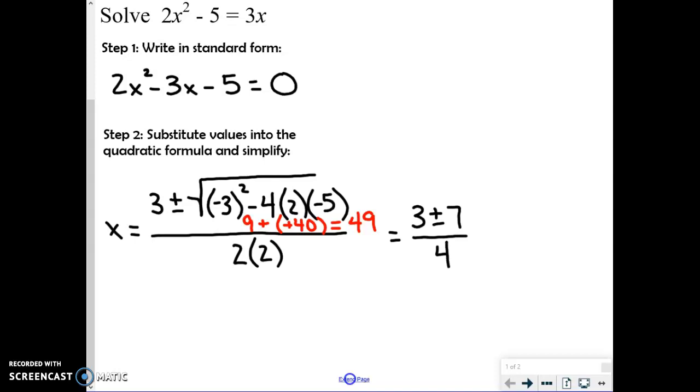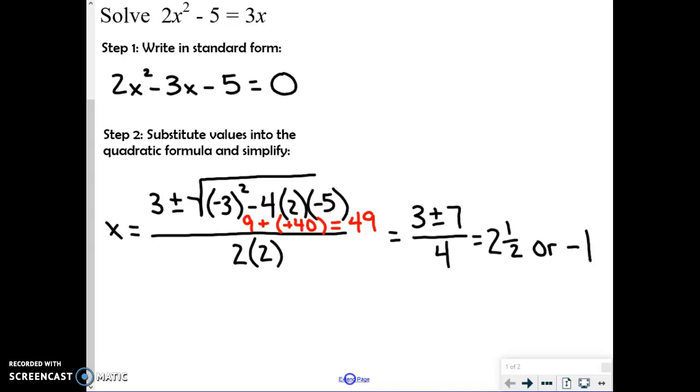Once we figured out the discriminant and the denominator, the last part of our simplifying is to do the addition and subtraction. So in this case, 3 plus 7 is 10, and 10 divided by 4 is 2.5, or 3 minus 7 is negative 4, and negative 4 divided by 4 is negative 1.